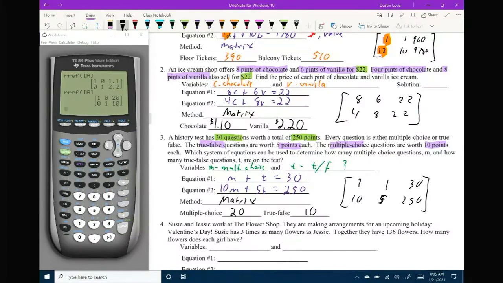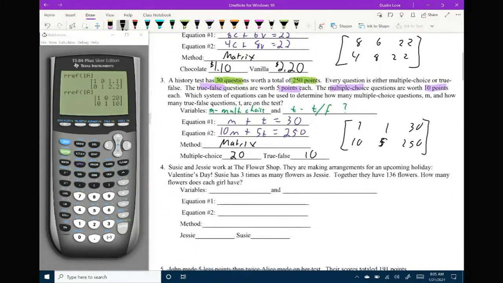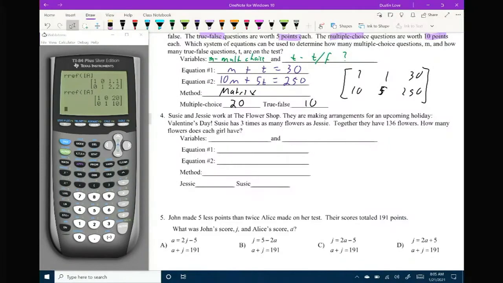All right, number 4, we're going to move on. Look at the questions. How many flowers does each girl have? Well, that means that we're going to be looking for the number of flowers the girls have. So the girls here are Jessie and Susie. So I've got S is Susie's flowers, and J will be Jesse's flowers.